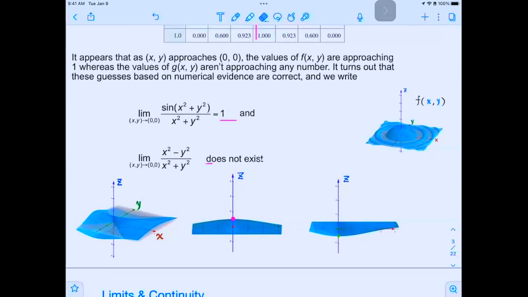So the graph of this function is this one. It doesn't matter how (x, y) approaches (0, 0), as long as you swing a chord along the surface, eventually it's going to swing close to this point right here, which is 1. The z coordinate will be 1.